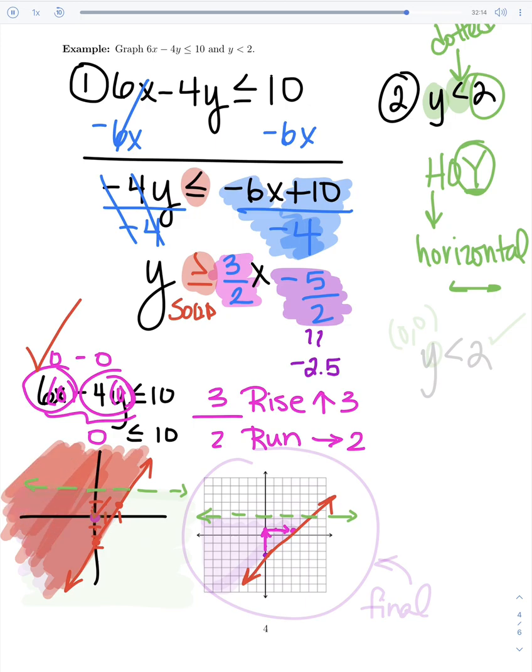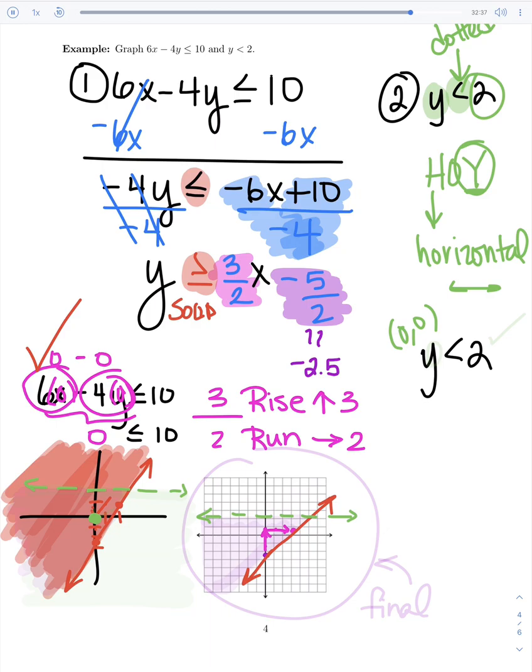Okay. Now I need to also shade my horizontal line on my mock-up. Well, remember my graph was y is less than 2. I'm going to test the same point. I'm going to go to 0, 0 and plug that in.